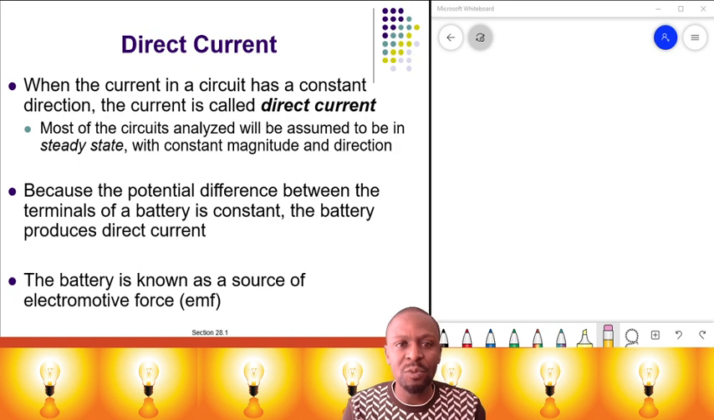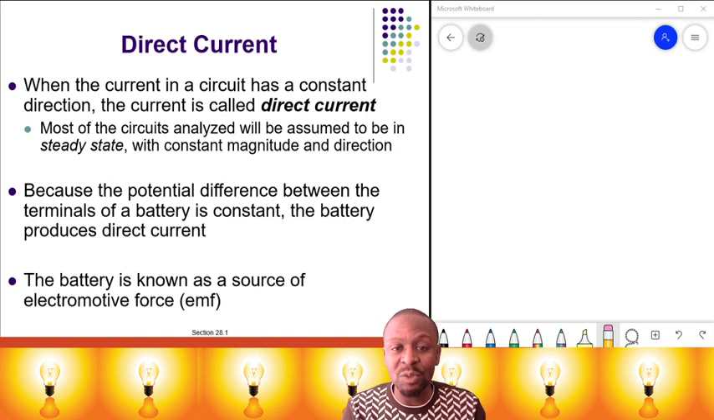Direct current is when the current in a circuit has a constant direction. The current is called direct current. Most of the circuits analyzed will be assumed to be in a steady state with constant magnitude and direction. Because the potential difference between the terminals of the battery is constant, the battery produces direct current.